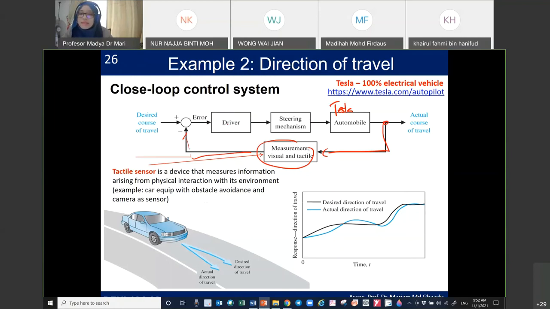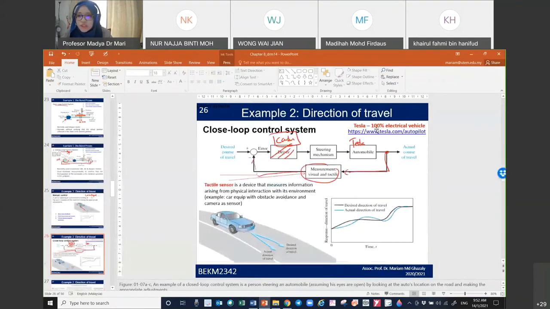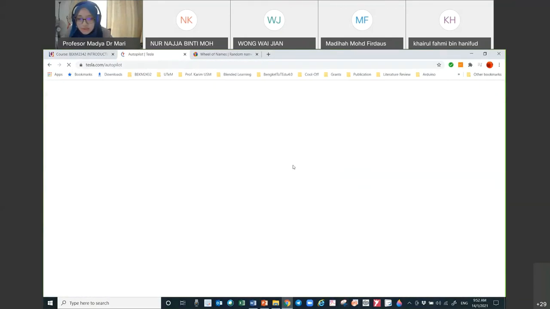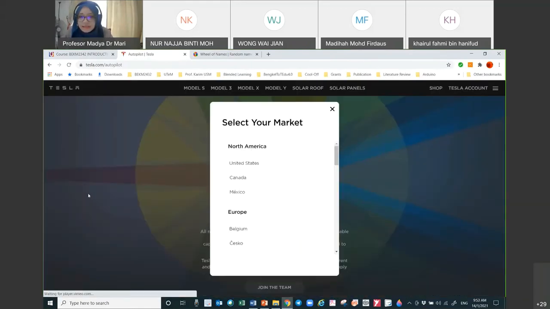If a driver is actually controlling, the driver is the one who will adjust the steering wheel. But in the Tesla case you don't have the driver, you have the controller over here. So a controller will adjust the steering mechanism. And remember, in the power steering mechanism, you connected the hydraulic to an electric motor, so that electric motor can be controlled using a controller. I'm going to show you the last video. This video needs to be shown so that you get an idea what it is. Okay, Tesla.